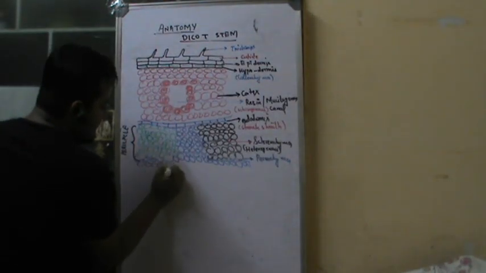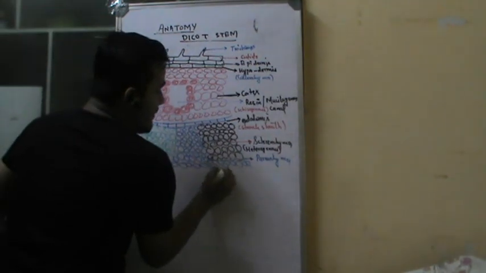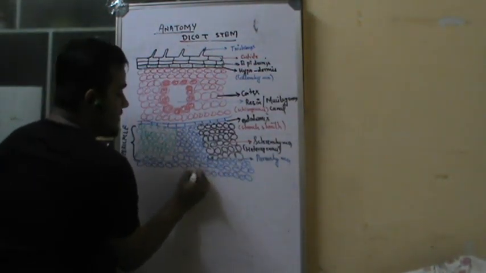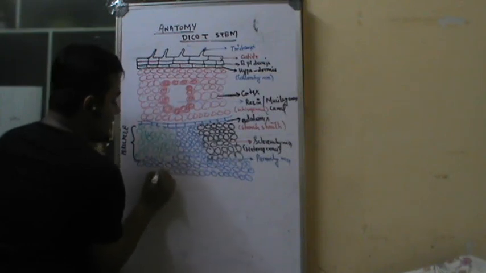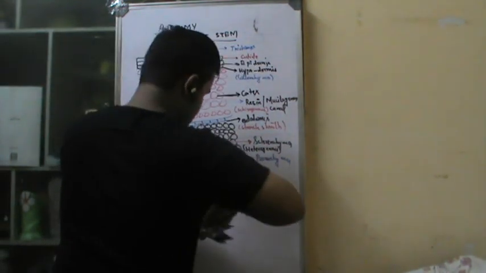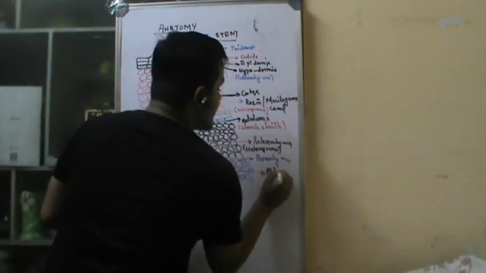Then below this come further parenchyma cells. These parenchyma cells will modify themselves and form the cells that conduct food bidirectionally, not water, and this will be your so-called phloem cells.